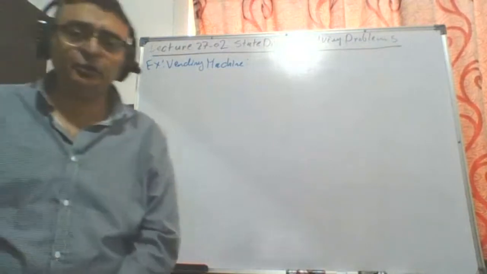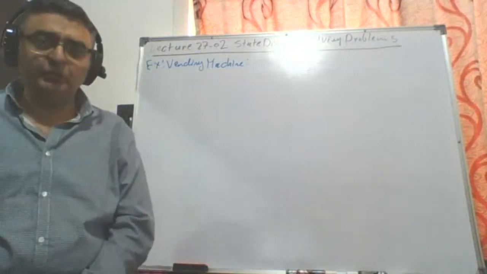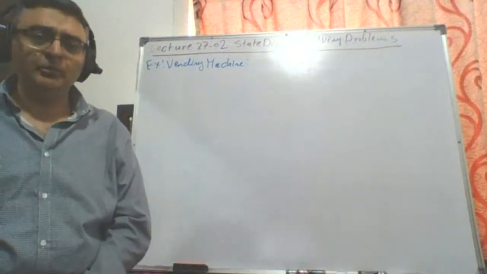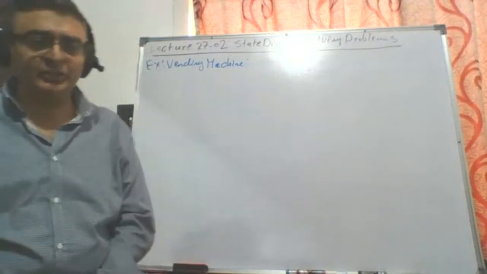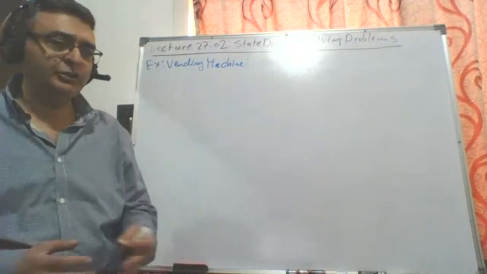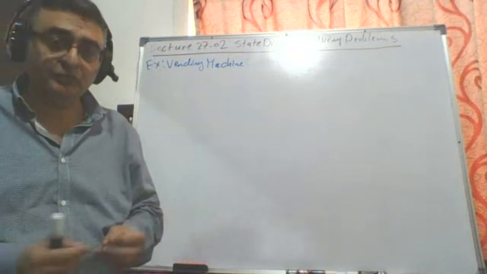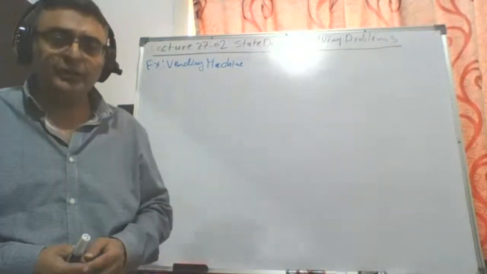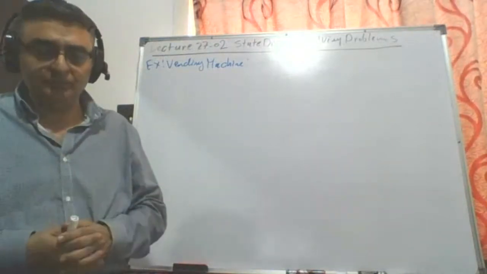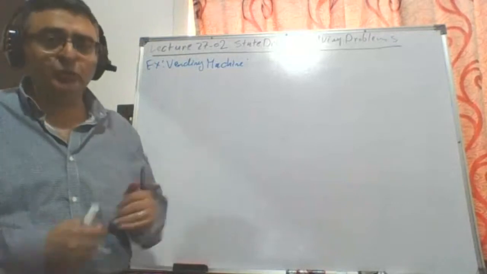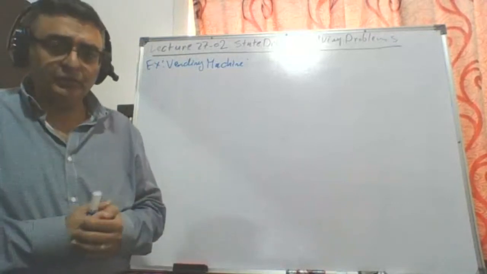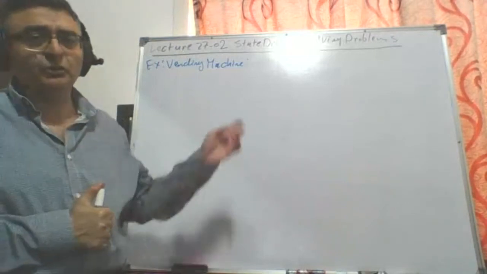In part one, we demonstrated how to build the state diagram for what we call the sequence detector. We mentioned that there are different flavors of sequence detectors, but the concepts are the same. In part two, we want to solve another example. This example will be about what's called the vending machine.